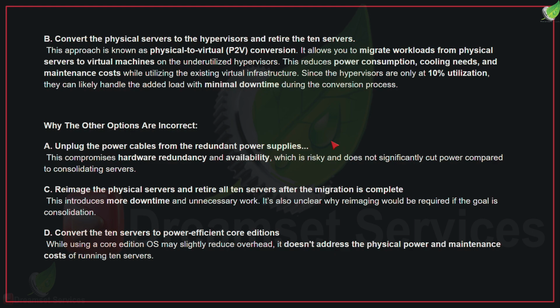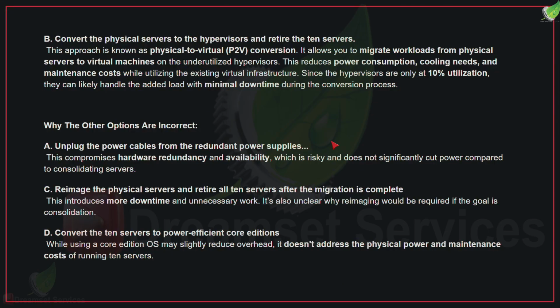Since the hypervisors are only at 10% utilization, they can likely handle the added load with minimal downtime during the conversion process. Why the other options are incorrect? A. Unplug the power cables from the redundant power supplies. This compromises hardware redundancy and availability, which is risky and does not significantly cut power compared to consolidating servers.